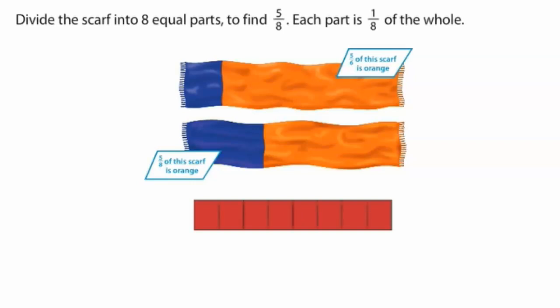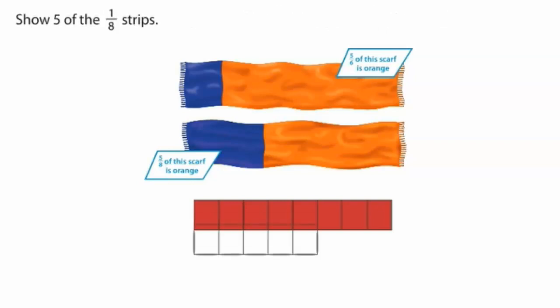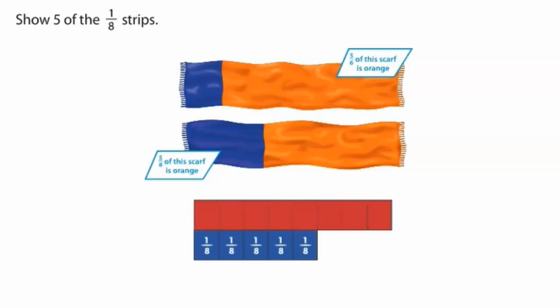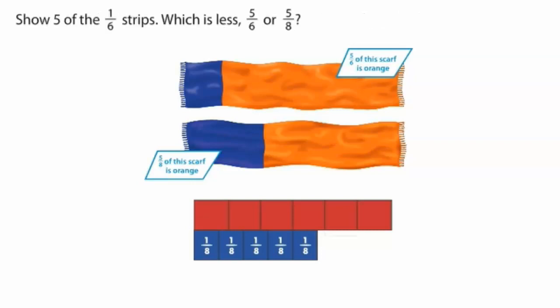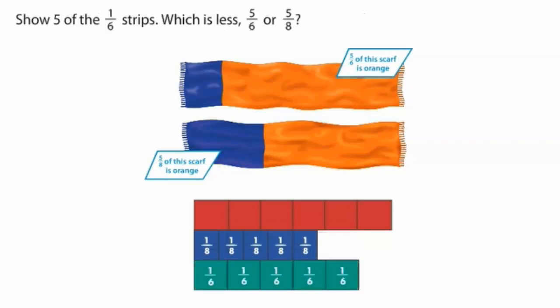Divide the scarf into 8 equal parts to find 5/8. Each part is 1/8 of the whole. Show 5 of the 1/8 strips. Then divide the scarf into 6 equal parts. Each part is 1/6 of the whole. Show 5 of the 1/6 strips.